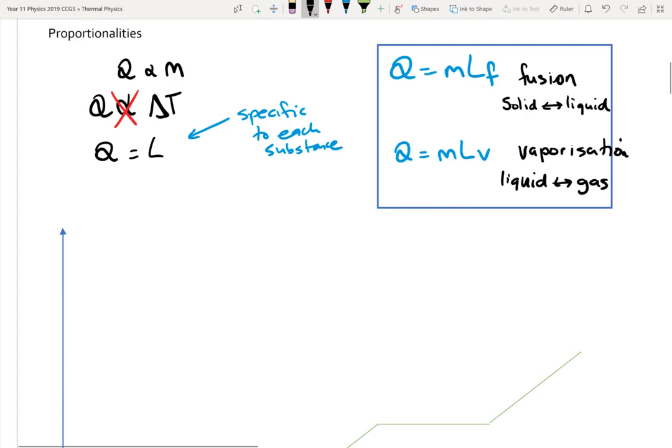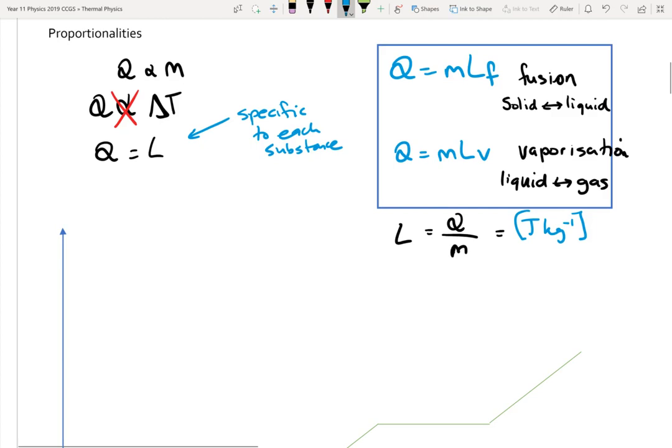And so L, if we rearrange, is Q over M. That is going to have the units of joules per kilogram. So when you look at the latent heats given in tables, imagine that number is how much energy you need to give to a kilogram of a substance to melt it, or to boil it. You also need to remove that energy from the substance to go the other way.